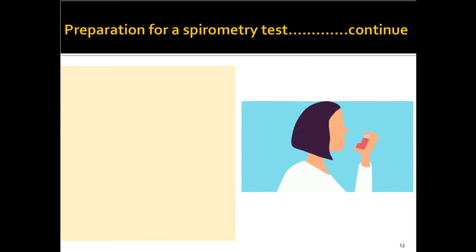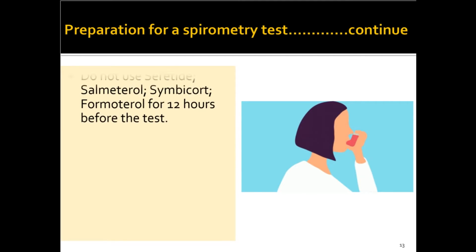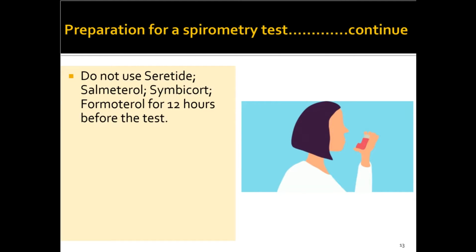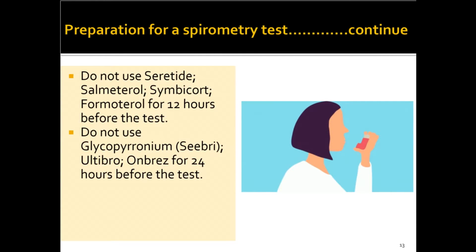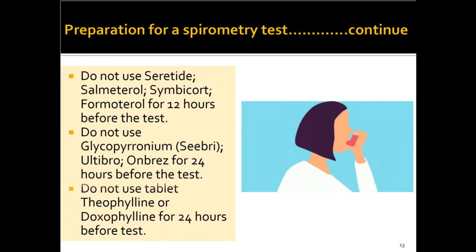Preparation for a spirometry test continue. Do not use Seretide, salmeterol, Symbicort, formoterol for 12 hours before the test. Do not use glycopyrronium, Seebri, Altipro, Onbrez for 24 hours before the test. Do not use tablet theophylline or doxyphylline for 24 hours before the test.